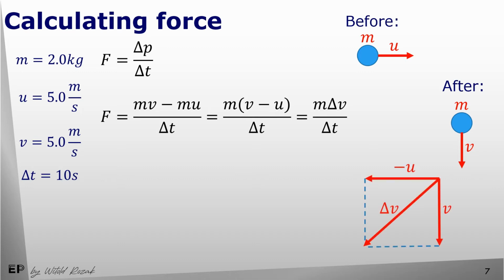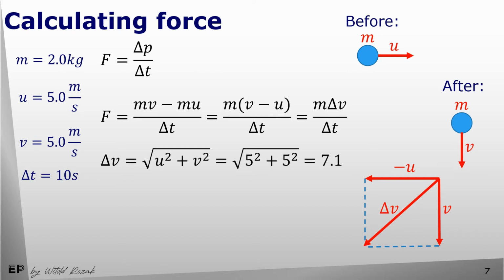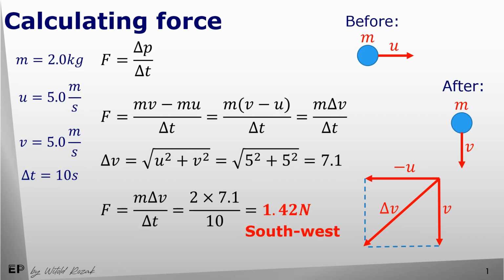Since velocity is a vector quantity, we have to subtract the vectors to find the change of velocity. We can calculate the magnitude of the change of velocity using Pythagoras' theorem. After substituting all values we now have, we get the magnitude of the average force, which is 1.42 newtons. The resultant force has the same direction as the direction of the change of momentum, which has the same direction as the direction of the change of velocity. So in this case the direction of the average force is southwest.